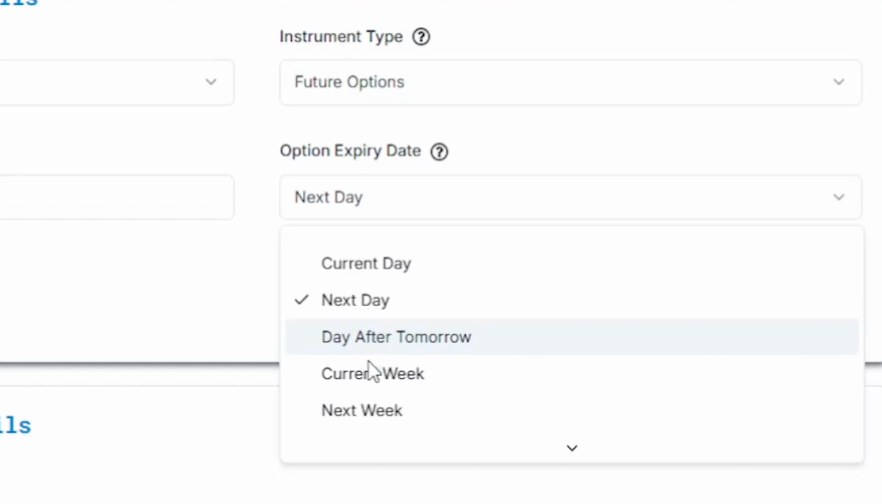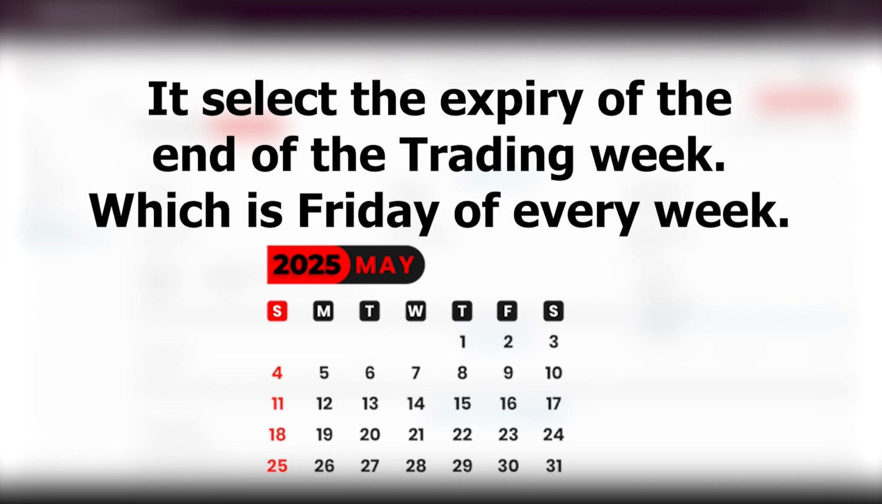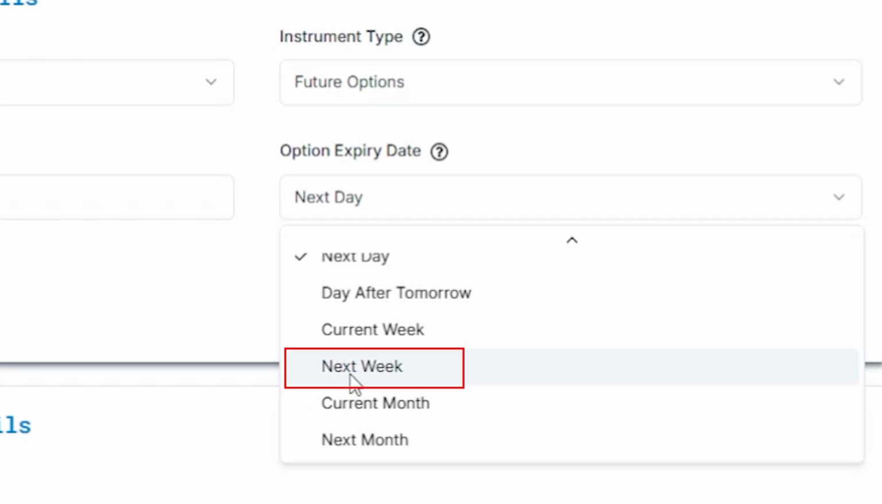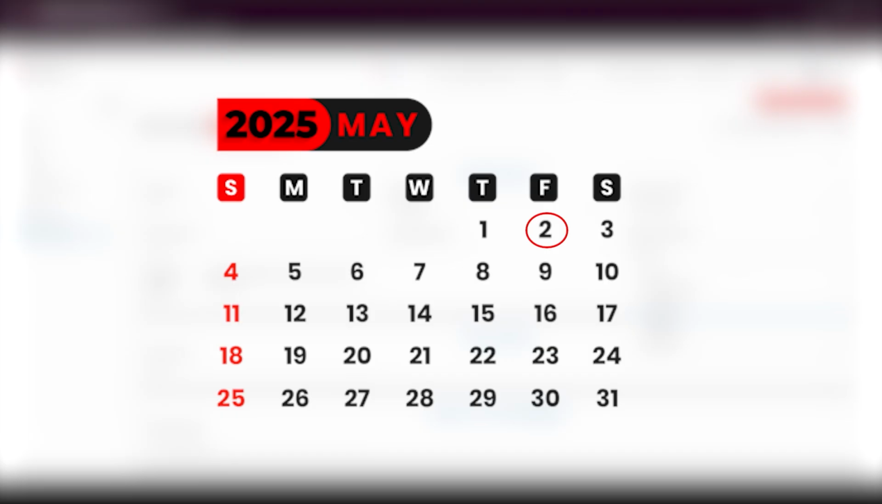Then we have the option of the current week. It selects the expiry of the end of the trading week, which is Friday of every week. Then the next option is next week. It will select the expiry of the end of next week. Meaning if today is the 2nd of May, and today is Friday, then the expiry of the trade will be next Friday, which is on May 9th.